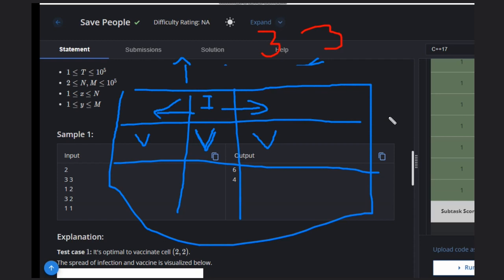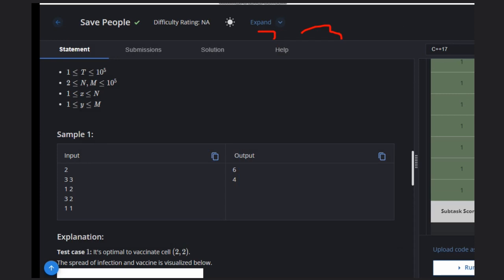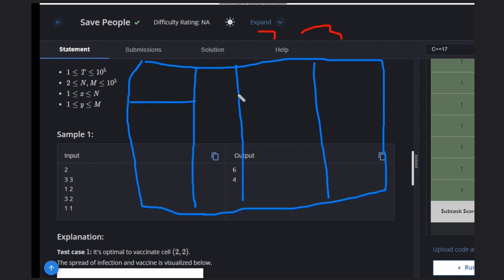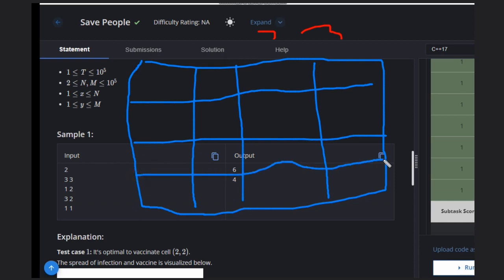So there is a catch. What is that catch? Suppose, let's see a better example. Suppose we have this 3 cross 3, maybe something better, 4. So we have this, this, and this. Okay. So 4 cross 4.